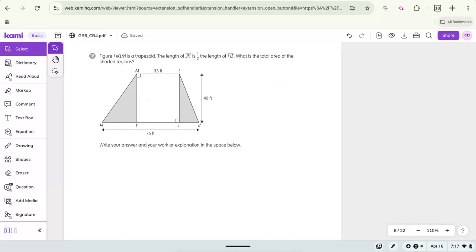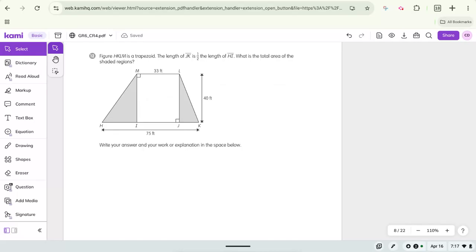All right, number 12. Figure HKLM is a trapezoid. The length of JK is 1/2 the length of HI. What is the total area of the shaded regions? I've seen a couple of different approaches to this problem. I decided to find the area of each triangle and add them together.